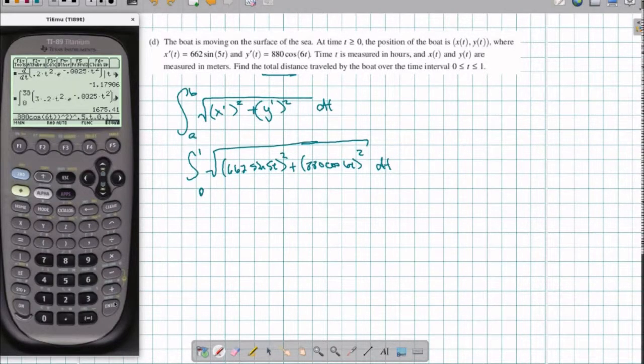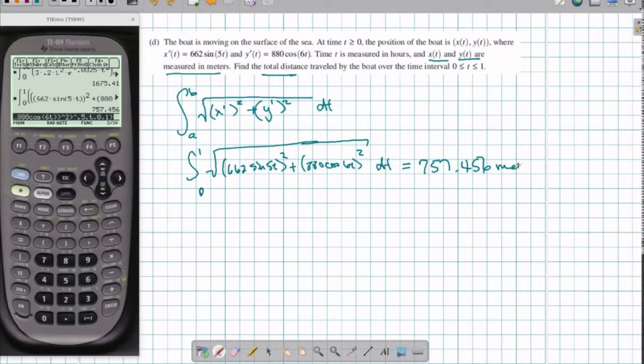And while we're waiting, and so we end up with 757.456. And because they tell us x of t and y of t are measured in meters, that's the units that we're using. Okay, so there is problem number 2. And so that's our calculator section. So let's go ahead and get rid of our calculator.